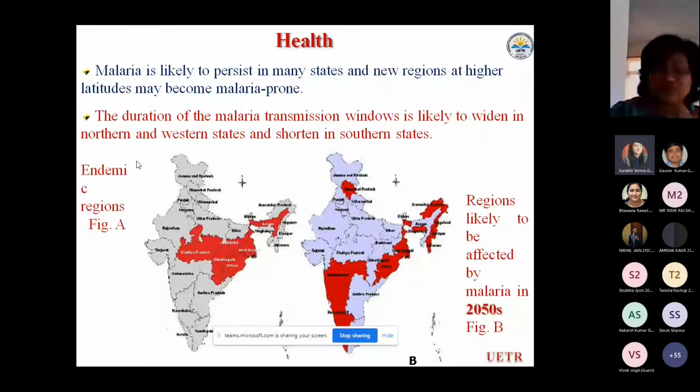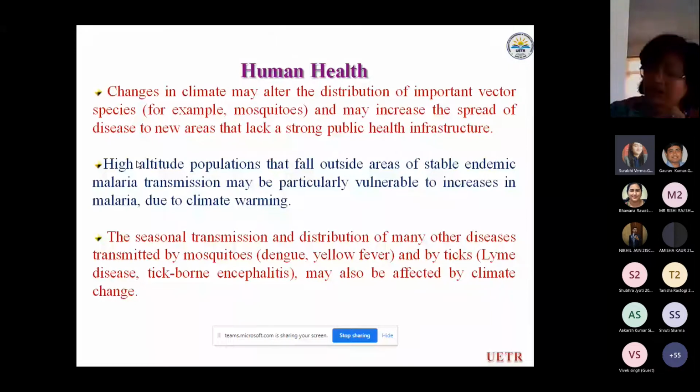So climate change is the main cause of the increase in this type of vector-borne disease. The regions likely to be affected by malaria in 2050, Figure B showing. These have completely shifted the transmission area of malaria and vector-borne diseases. So higher altitude populations that fall outside the area of stable endemic malaria may be particularly vulnerable to an increase in malaria due to climate warming. Jahan par pehle malaria wale incidents nahi hote the ya dengue wale incidents nahi hote the due to the low temperature. But these areas are also facing this type of problem because the mosquito larvae easily receive that type of temperature in the winter months. Okay.